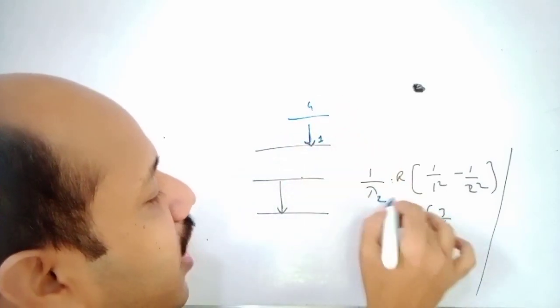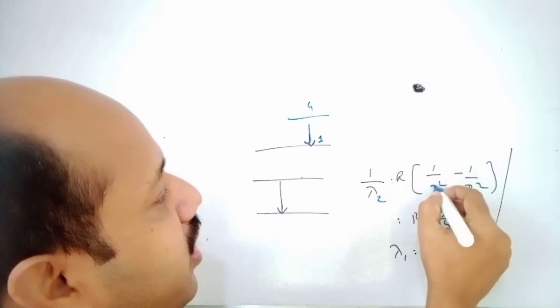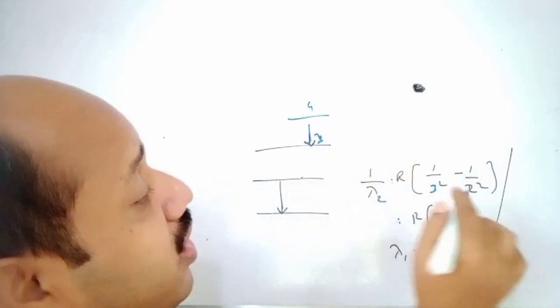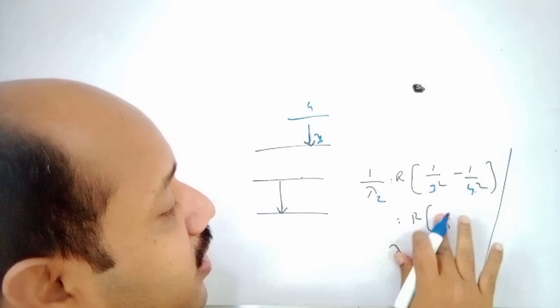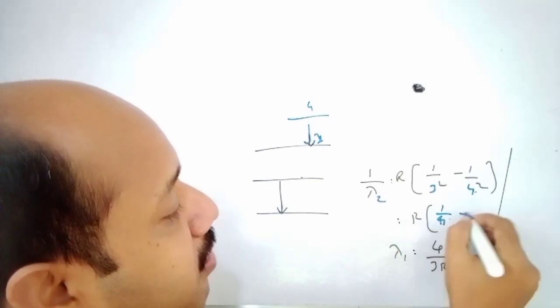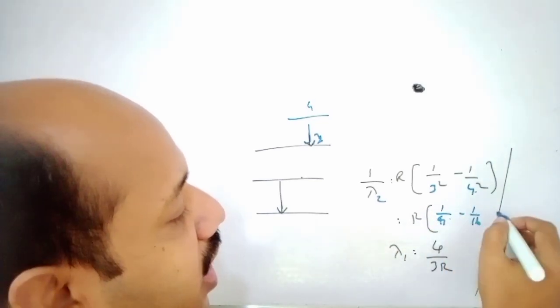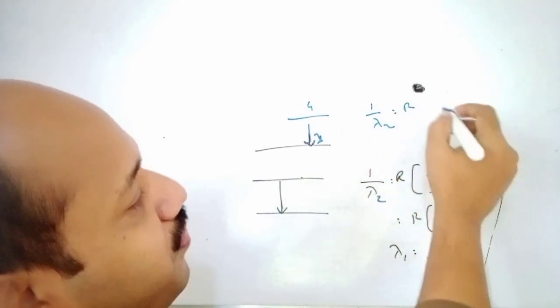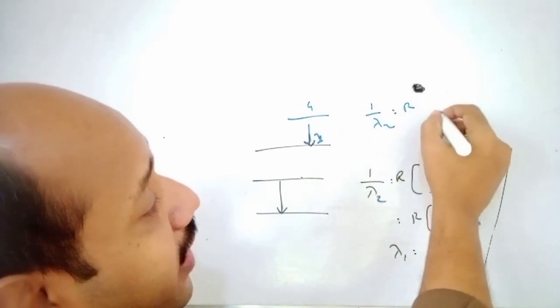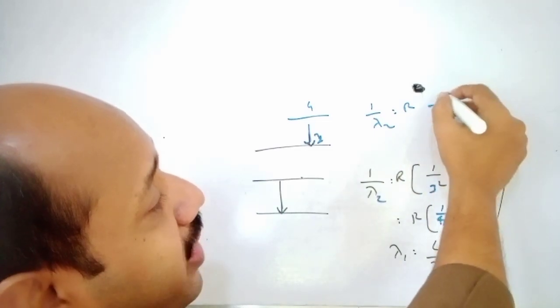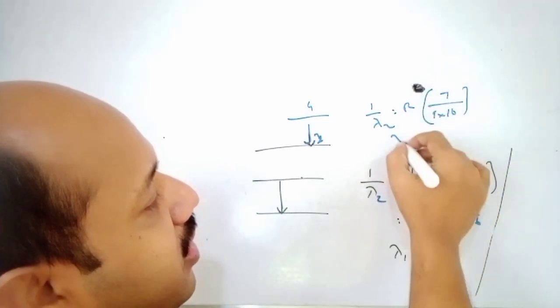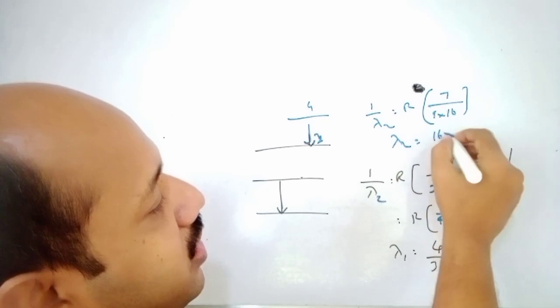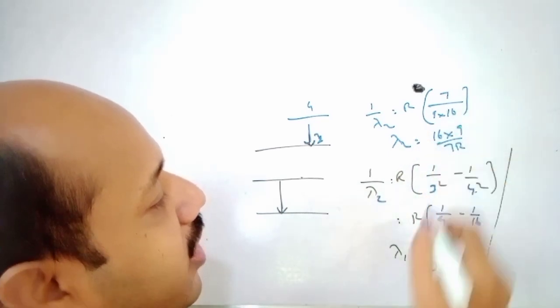If it is lambda 2, then it will be 4 to 3, right? 3 square minus 4 square, that is 1 by 9 minus 1 by 16. Now 1 by lambda 2 is equal to R into (16 minus 9) divided by 9 into 16, 16 minus 9 is 7. Now lambda 2 is equal to 16 into 9 divided by 7R.